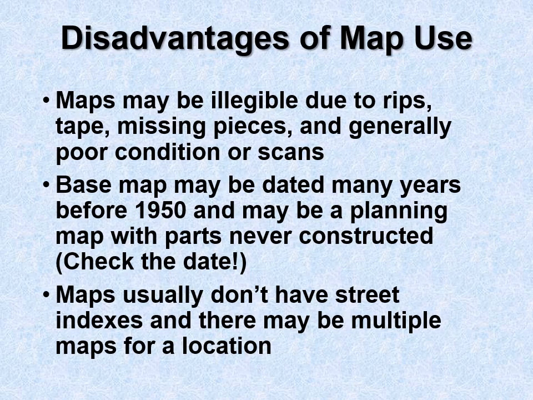The disadvantages of map use is that these maps may be illegible due to rips, tape, missing pieces, and generally poor condition or scans. Some of them are barely readable in terms of the street names. The base map of the ED map may be dated many years before 1950, and it even may be a planning map with streets and parts never constructed. The maps usually don't have street indexes, and for large cities there may be dozens of these maps. There's usually a key map as the first map, however.